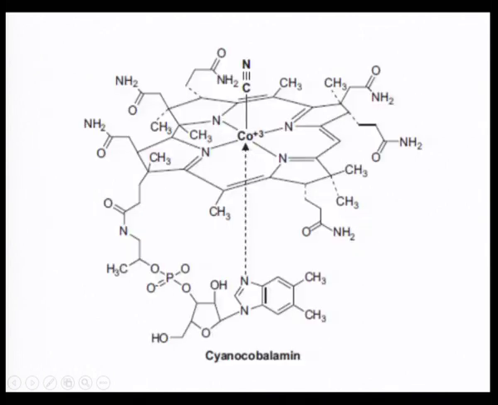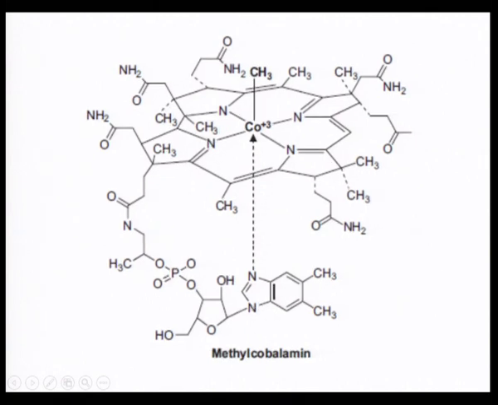Now, this is one picture of how a cyanocobalamin would look. You see the cyano group on the top and the nucleotide at the bottom, and now you have the methylcobalamin with the methyl group on the top and the nucleotide on the bottom.